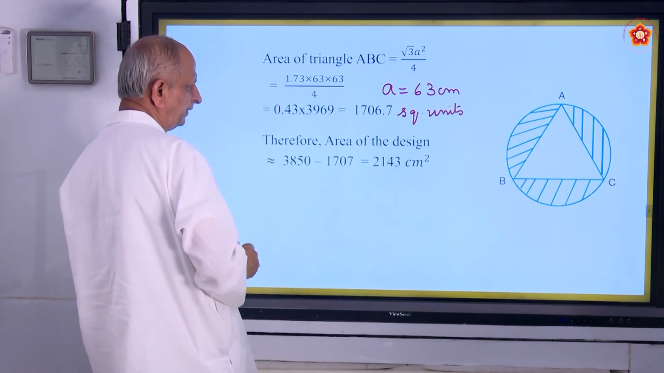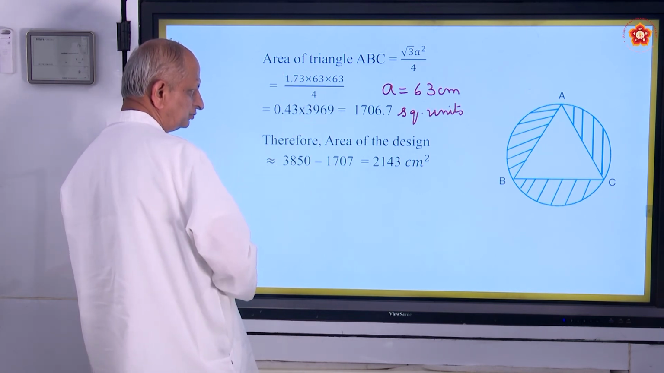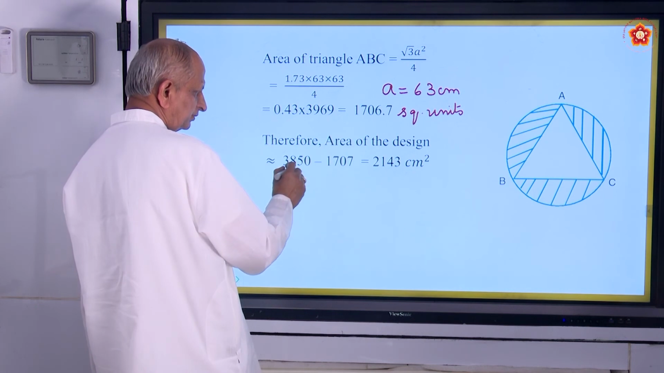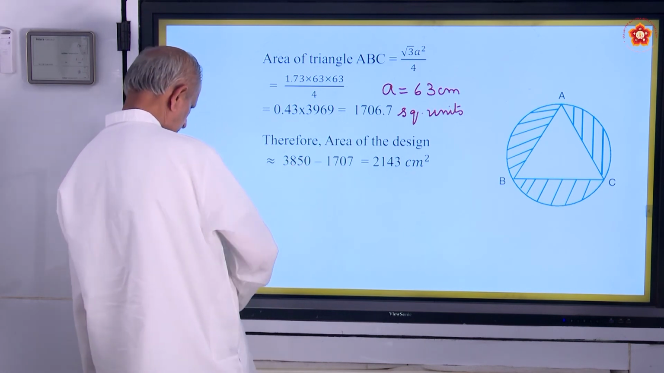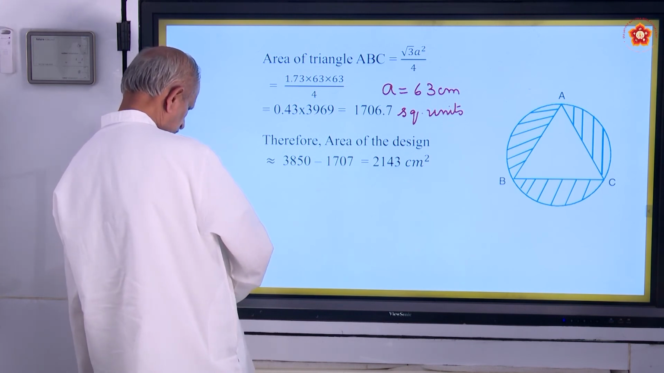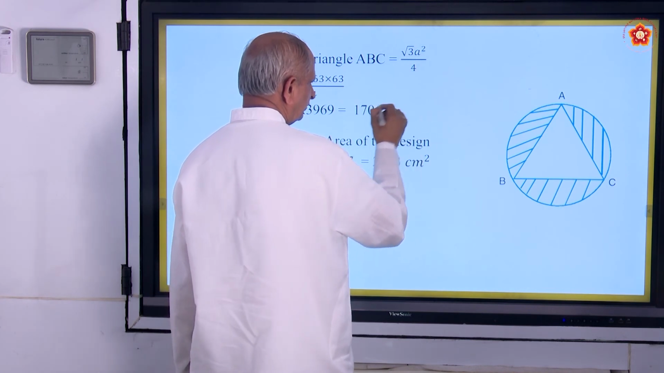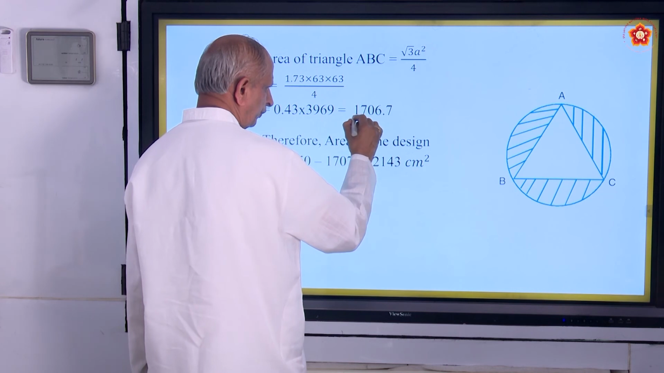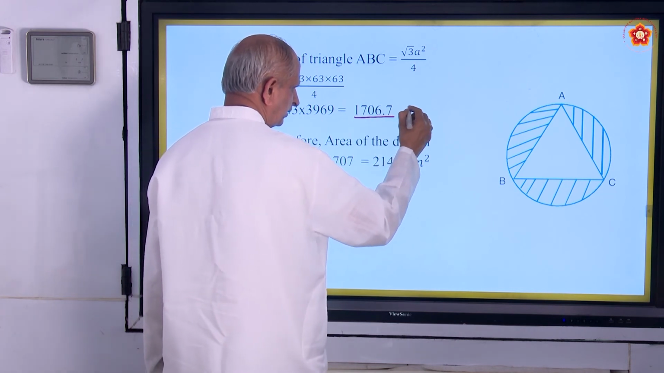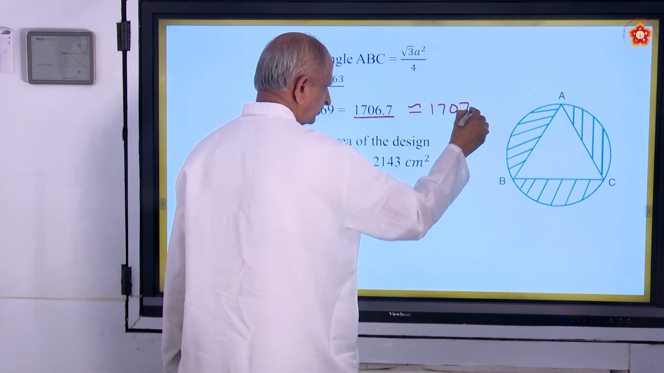Area of the design will be the total area, which was 3850, minus this, 1706.7, which is approximately equal to 1707 centimeters.